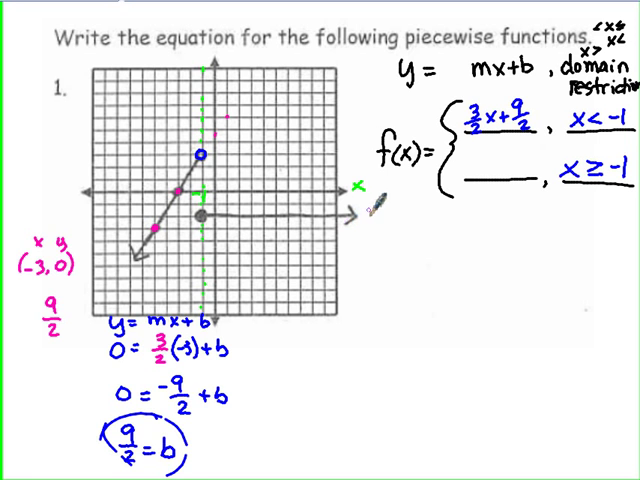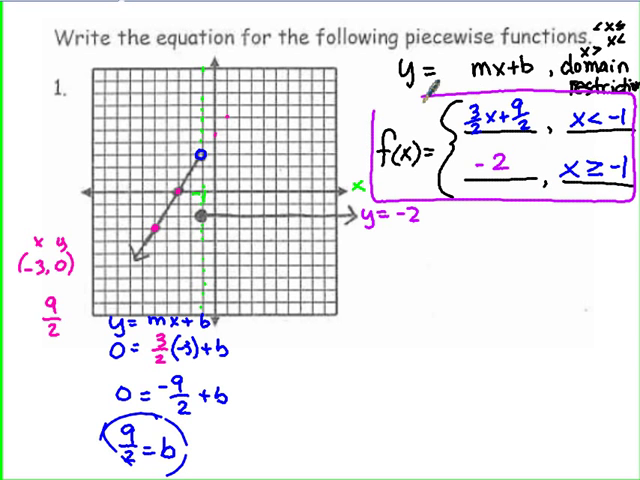And then this one, oh my goodness, this one's pretty simple. Because it's just one value, the equation of this is y equals negative 2. So here, I already have my y equals negative 2. That's it. We are done. So this is writing the piecewise function that describes that graph.